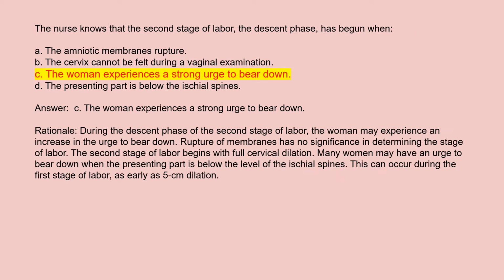Answer: C. The woman experiences a strong urge to bear down. Rationale: during the descent phase of the second stage of labor, the woman may experience an increase in the urge to bear down. Rupture of membranes has no significance in determining the stage of labor. The second stage of labor begins with full cervical dilation.